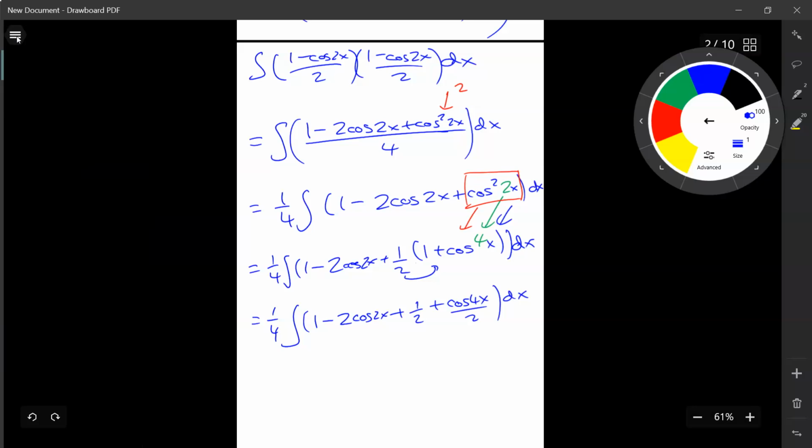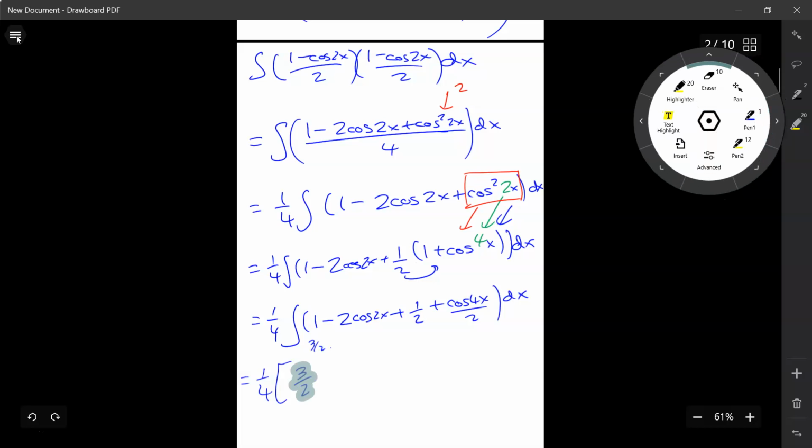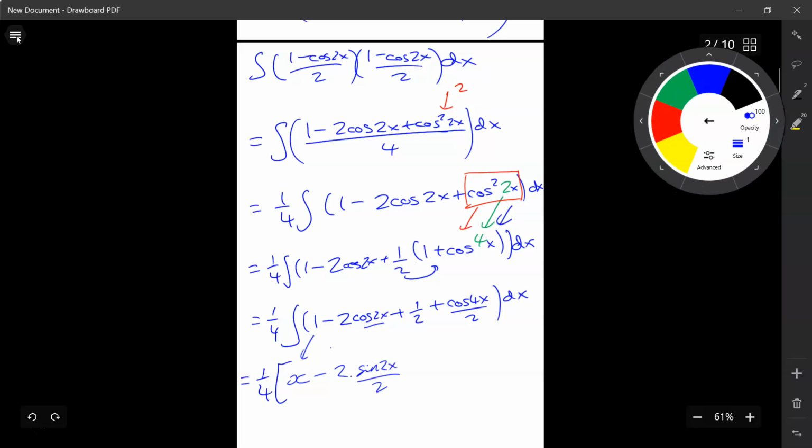So then, what we do is we are now in a position to integrate this. So I put my quarter here. If you notice, I have 1 plus a half, so that's actually 3 over 2. So I'll just have 3 over 2. I'll tell you what, it's just more confusing than anything. I'll just integrate. So I get x there, minus 2. Now the integral of cosine 2x is sine 2x over 2. So that is the integral of cosine 2x is sine 2x over 2.